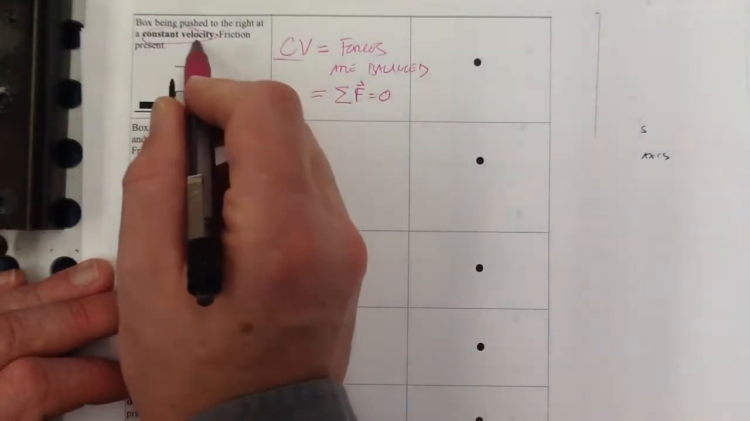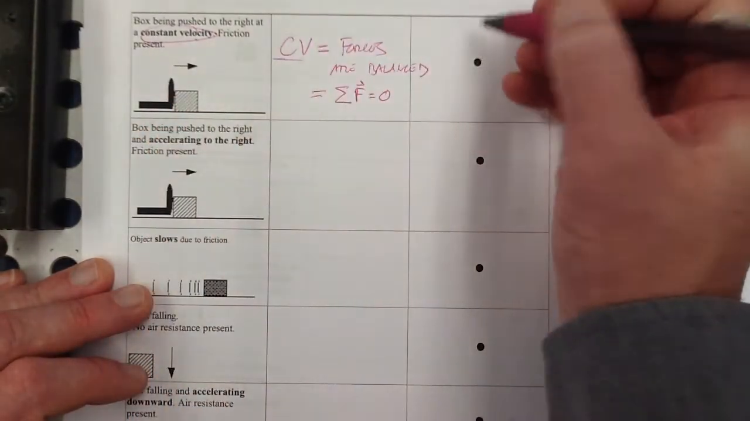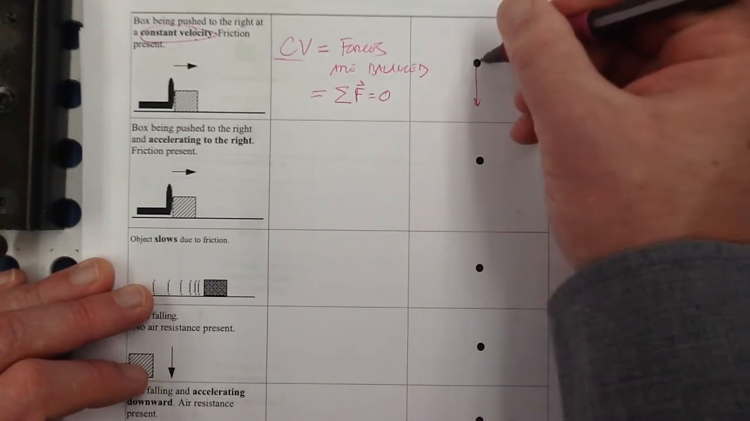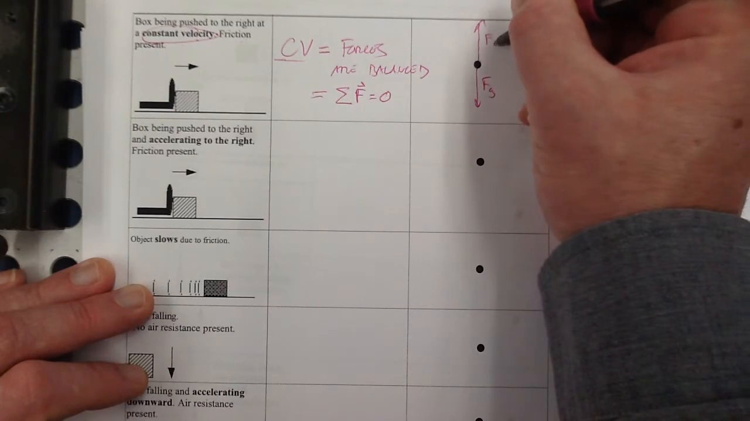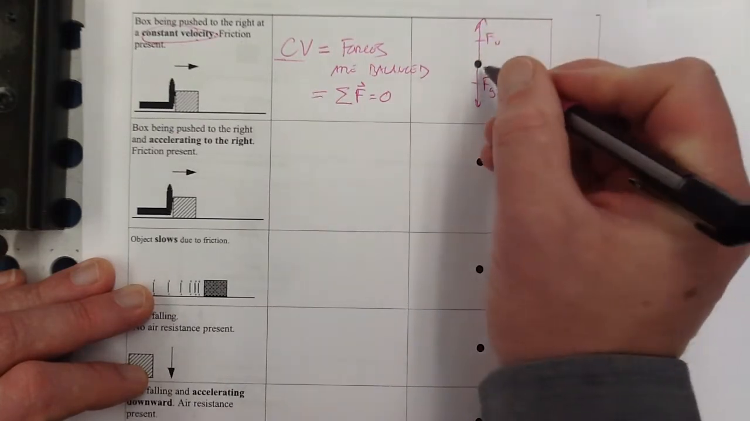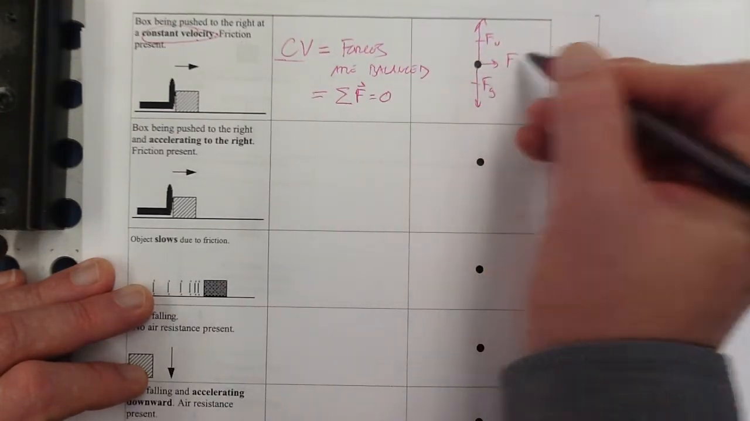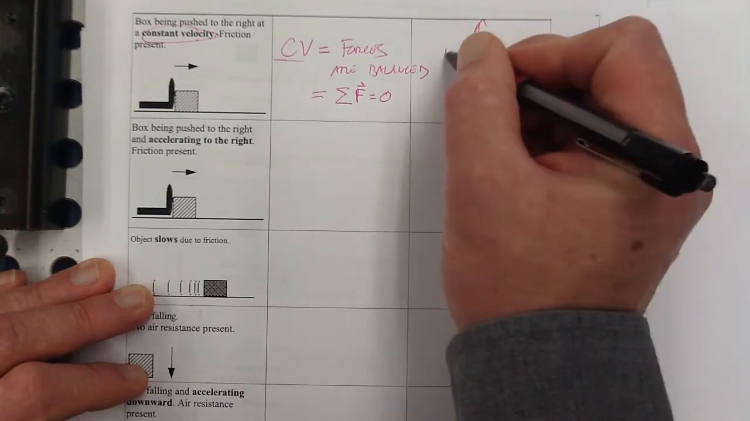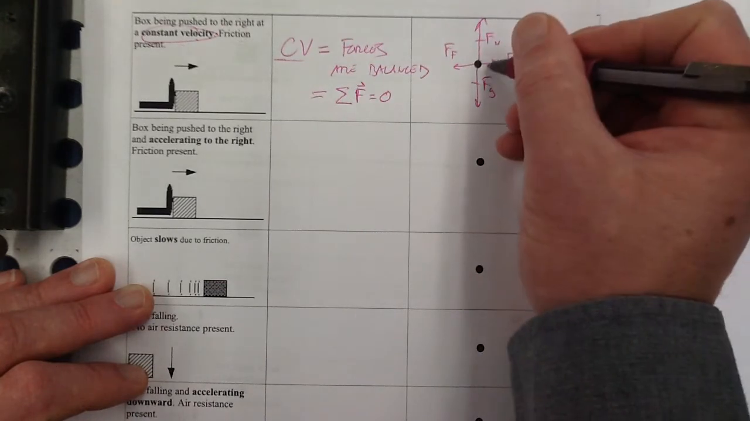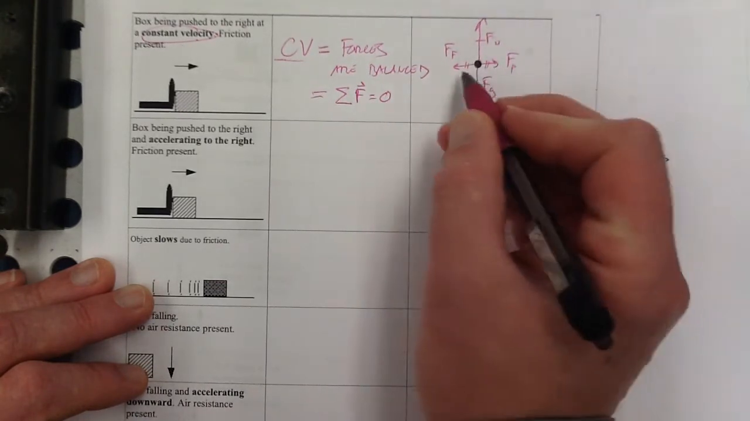Okay, so if I've got constant velocity here and friction is present, then in addition to my force of gravity and my normal force, I also have the pushing force and the friction force. And those are equal to each other.